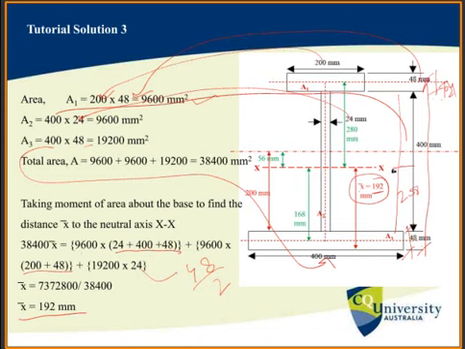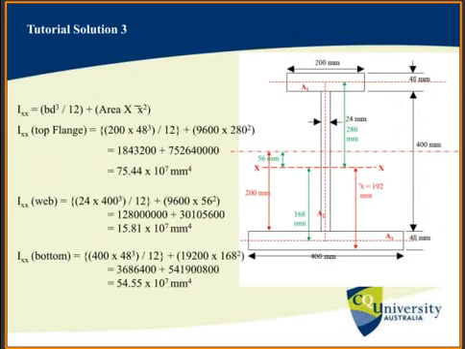We will need this value to find out the second moment of inertia. We know this equation from our earlier slides. Now the second moment of inertia for the top flange, for area A1, will be B cube, 248 cube divided by 12, into area into x bar square. So how did we find this 280?